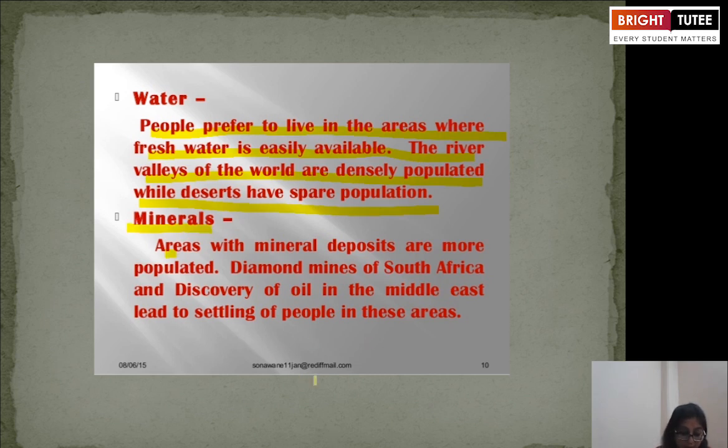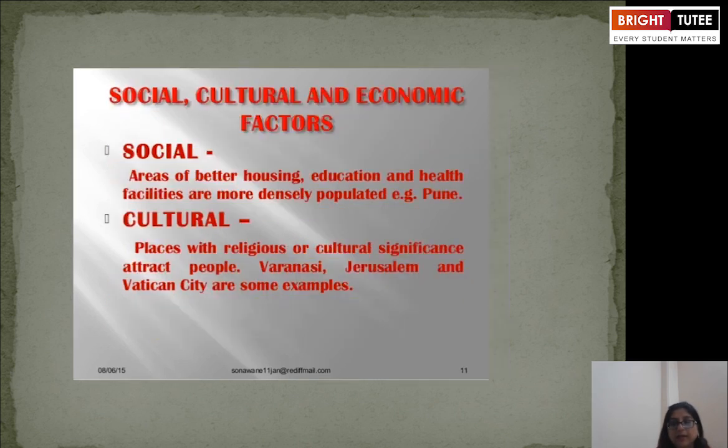The minerals. Areas with mineral deposits are more populated. Diamond mines of South Africa and the discovery of oil in the Middle East led to people settling in these areas. Now, there are some social, cultural, and economic factors also.